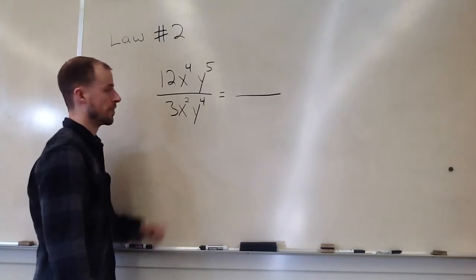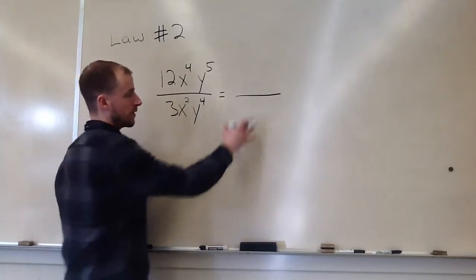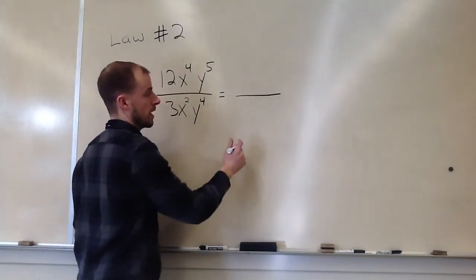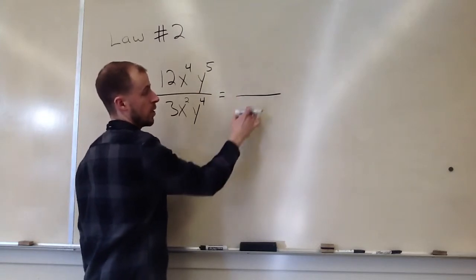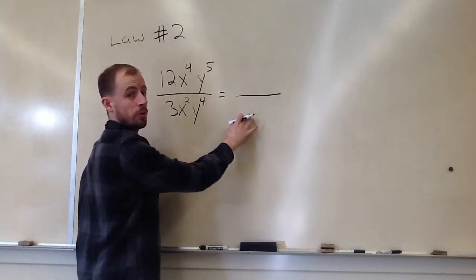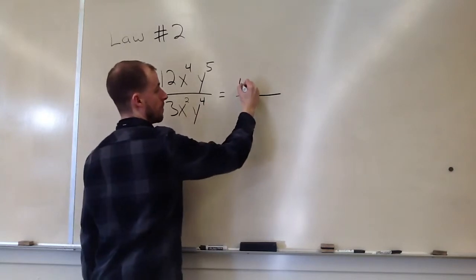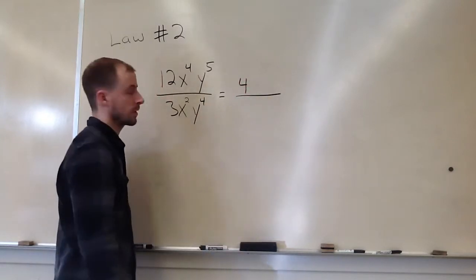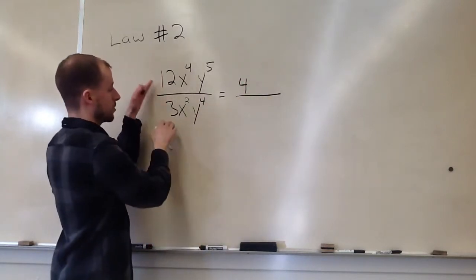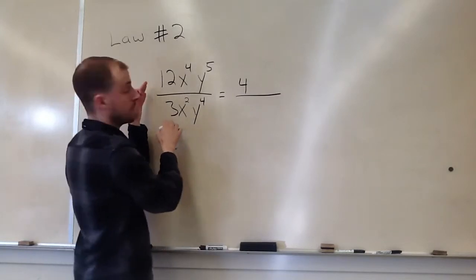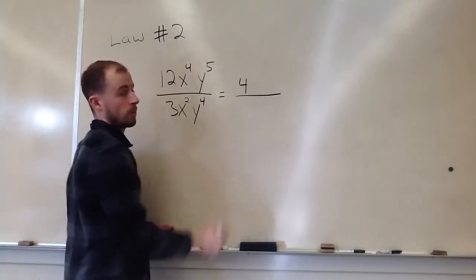So if 12 divided by 3 is 4, how should I write this in the fraction bar? I don't want to put something over 4, because that would indicate 1/4. So I want to put the 4 up top. That's where that's going to go. At that point, I've taken care of the 12 and 3. So the simplified version of 12 divided by 3 is just the 4.